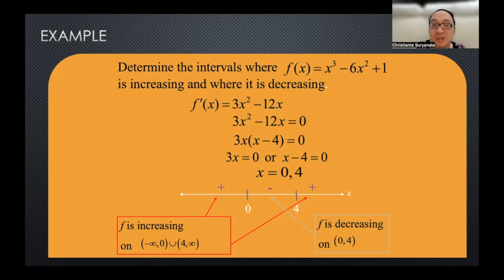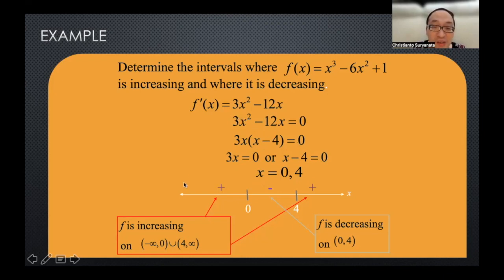Then we set it equal to 0, because we want to find the regions where the function is positive and negative. We factorize: 3x times (x minus 4) equals 0. That means x equals 0 or x minus 4 equals 0, so x equals 0 and x equals 4. So we have two solutions of x when the first derivative equals 0.